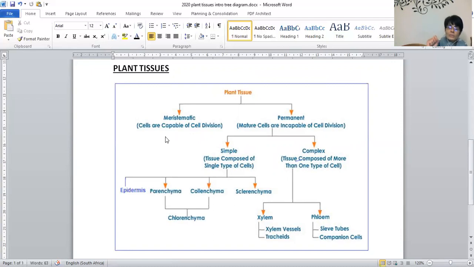So little cells will differentiate and become the actual permanent tissues that make up the plant that you would have seen sitting in front of you, or the photograph that I showed you. So permanent, they are the mature cells, and they don't divide again. They're now forming the actual tissues of the plant. So simple tissues and complex tissues, all right? Now, simple tissues basically mean that they are composed of one type of cell. Complex tissues are composed of more than one type of cell.